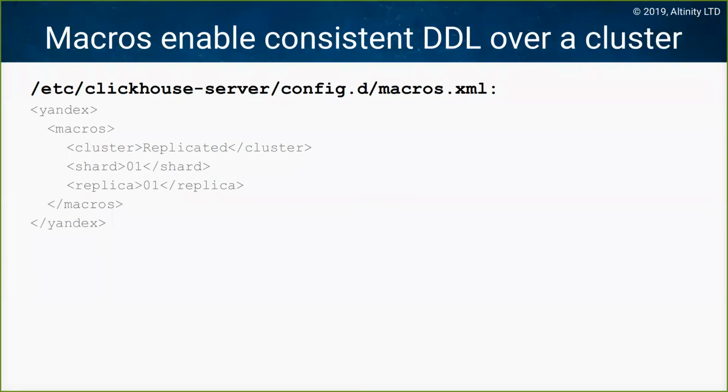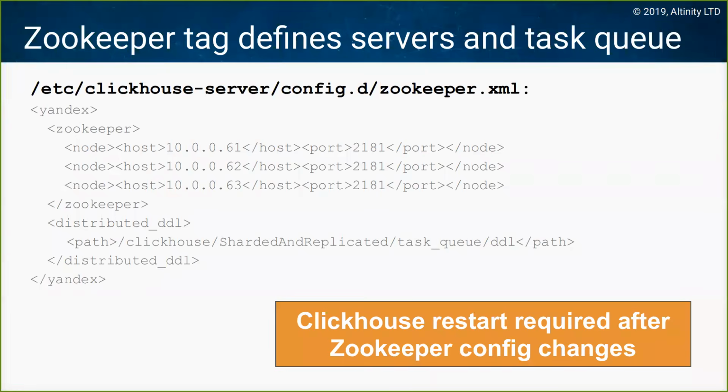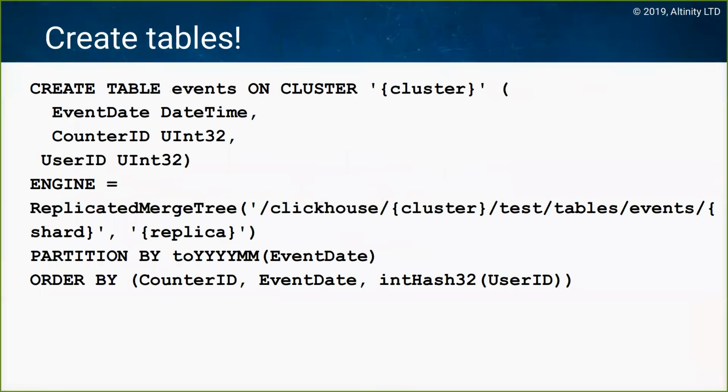We use macros, which are a ClickHouse feature that allows you to have consistent DDL statements. These are per server. So, for example, we have one where the default value of cluster is going to be replicated. We're shard 1, replica 1, and then we have Zookeeper tags. That's a final bit of setup. So this is all just sort of vanilla setup that you have to do. It may seem foreign at first, but it's fairly easy to do once you've got it all set up.